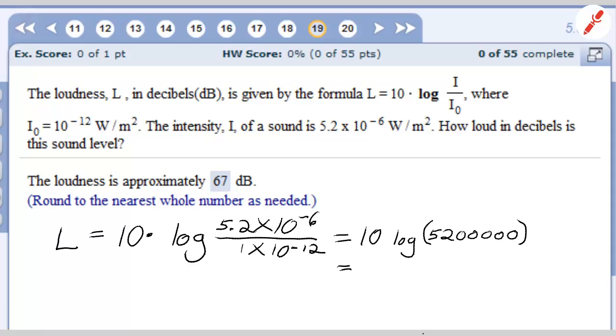10 times the log of 5,200,000. If you take that log and put it in your calculator, you'll come out with the number 6.716 and then some more decimal places, but they round to that number. 10 times that number is 67.16, but the instructions say round to the nearest whole number, so we will round to 67 decibels. See you later.